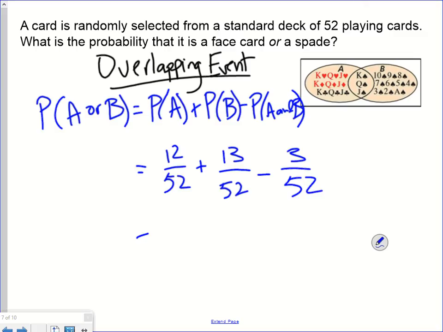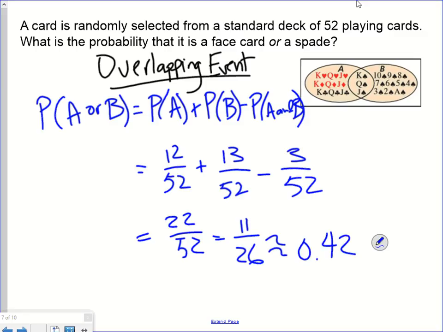Then I just add these all together, and I get 22 out of 52, which simplifies to 11 out of 26. Which if I want to convert that to a decimal, I can use my calculator and get about 0.423. So that's about a 42% chance that I'm going to draw a face card or a spade. All right, one more example.